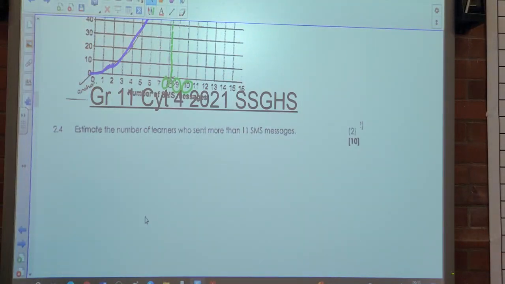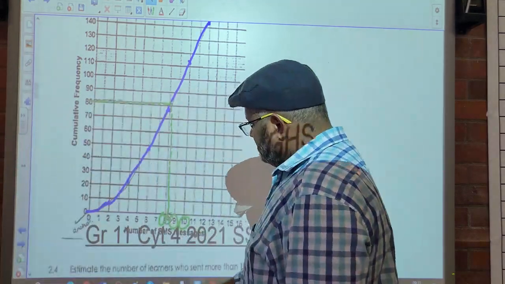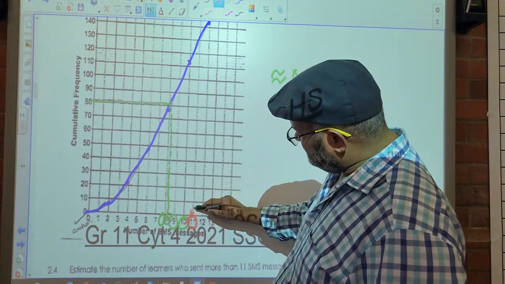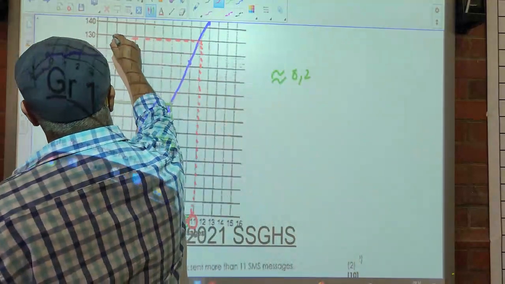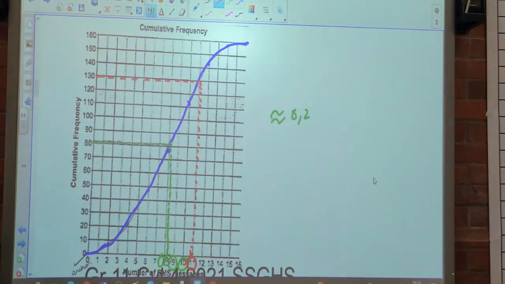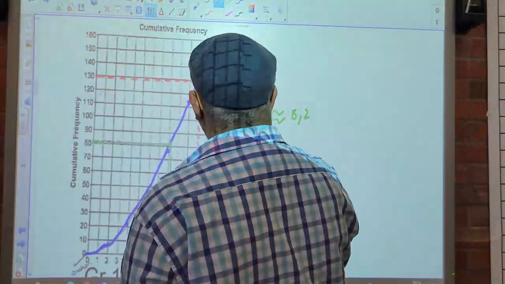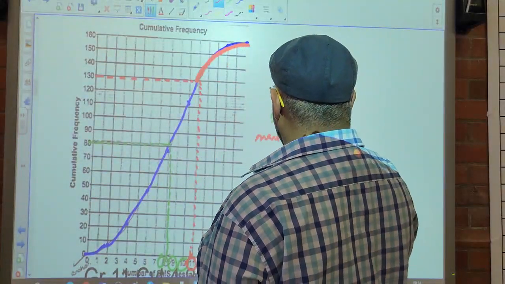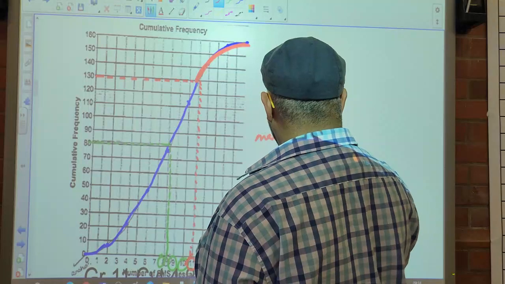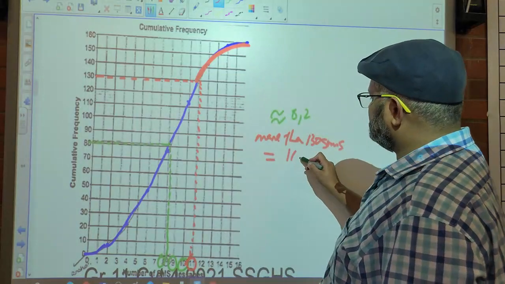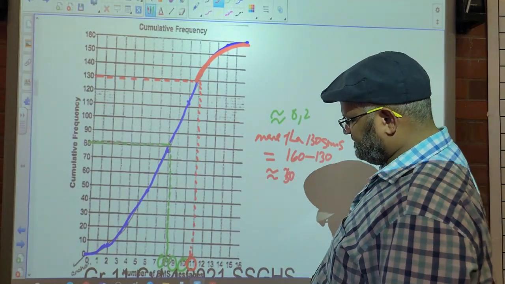And then the next question says, estimate the number of learners who sent more than 11 SMS messages. So you go to 11. So you go here. Looks like it's on 130. So if you're looking at more than, it's this part of the curve you are interested in. So it's going to be 160 minus 130. So it's approximately 30 people.